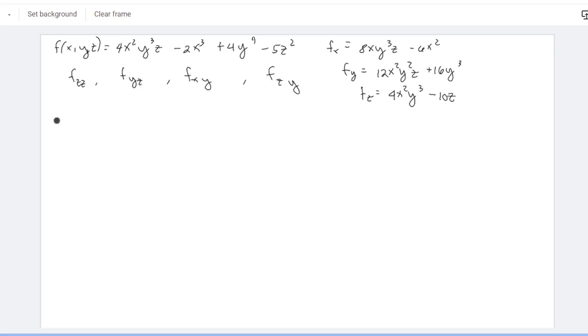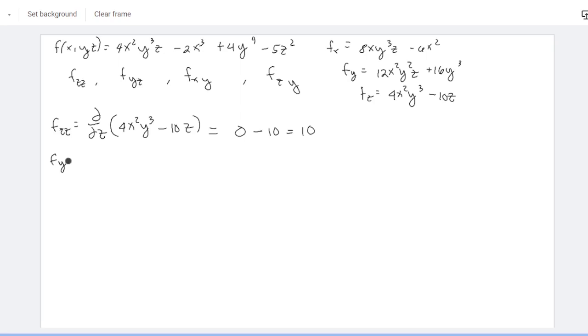Okay, so first let's solve fzz. This is the partial derivative with respect to z of fz, so 4x squared y cubed minus 10z. The first term has no z, so it will become 0. Then 10z becomes negative 10.